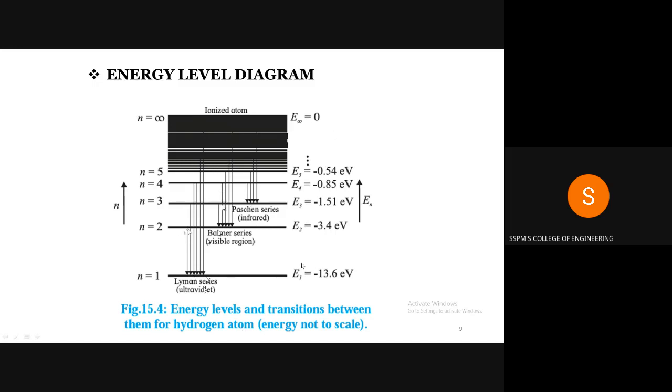jumps into the n equals 2 state, where the energy is calculated as minus 3.4 electron volt. Like that, the Balmer series is observed. The Paschen series is produced when the transition of an electron from n equals 4, 5, 6, 7 takes place to occupy the energy state of n equals 3, where the energy is minus 1.51 electron volt.